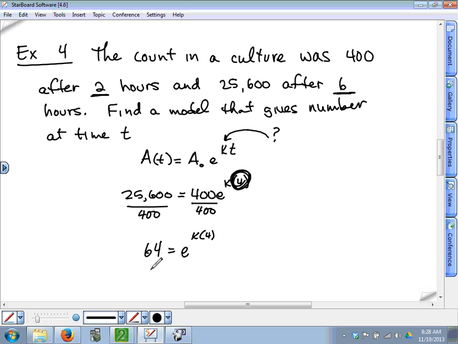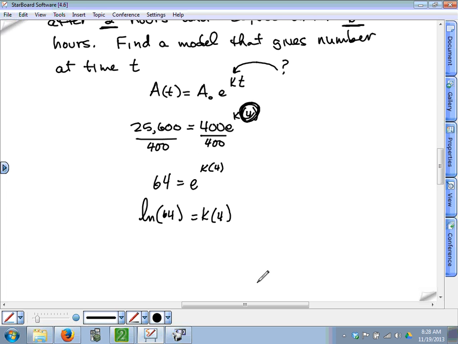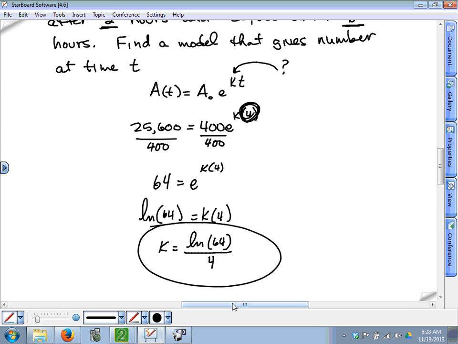So we take the natural log on both sides, and we get the natural log of 64 is equal to k times 4. Divide by 4 on both sides, and we get k is equal to natural log of 64 over 4. Now compare, if you're looking at your original notes from last time, compare.